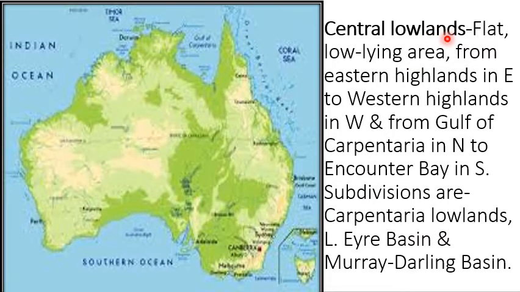Central Lowlands is a flat and low-lying area from the eastern highlands in the east to the western highlands in the west, and from the Gulf of Carpentaria in the north to the Encounter Bay in the south. Subdivisions are Carpentaria Lowland, Lake Eyre Basin, and Murray-Darling Basin.